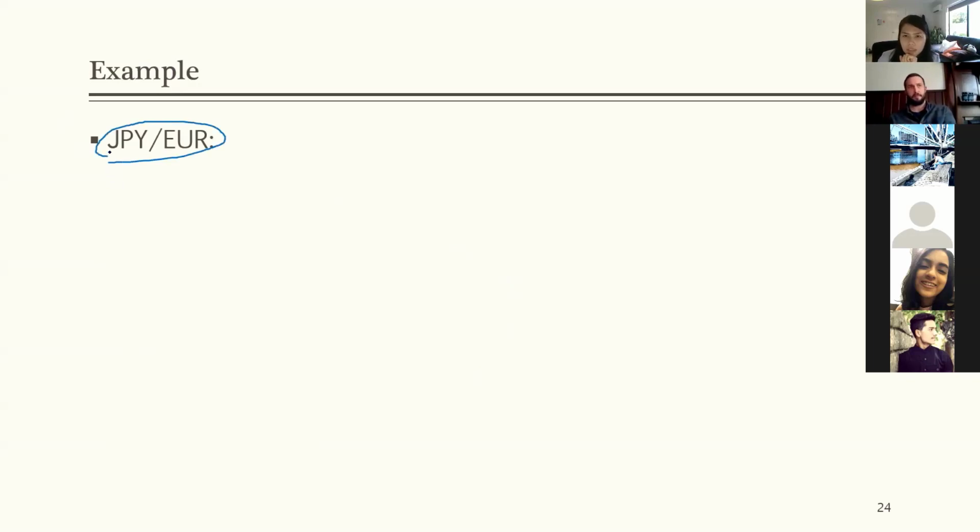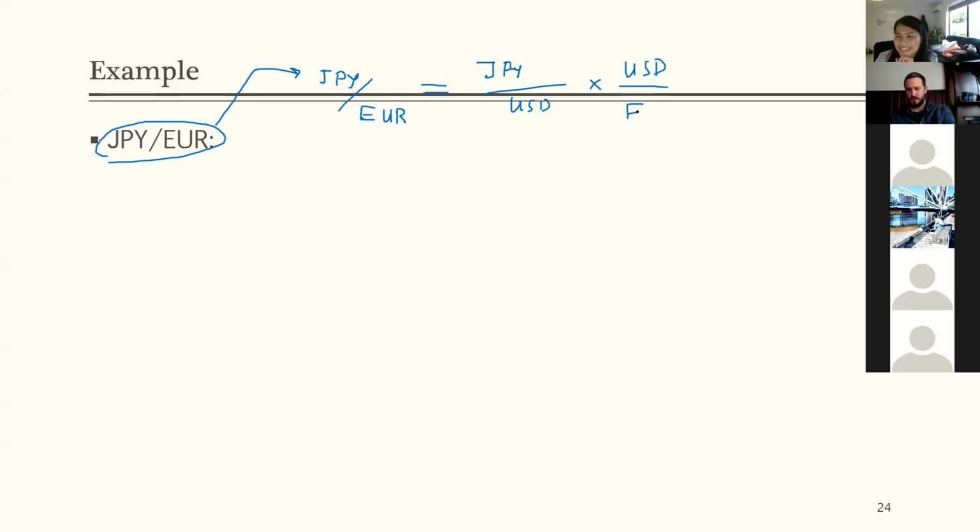Now, first step, can someone write the cross rate formula for me for this exchange rate? What do I have on the right-hand side? Yes, so we're going to divide it by USD, and then USD by euro. Okay, thanks guys. Exactly right. So this is what our formula looks like.